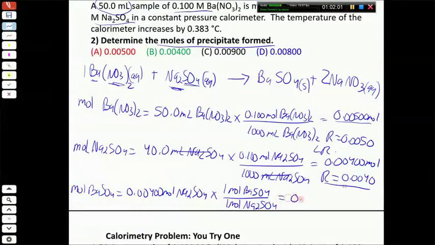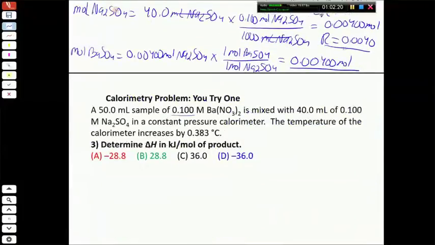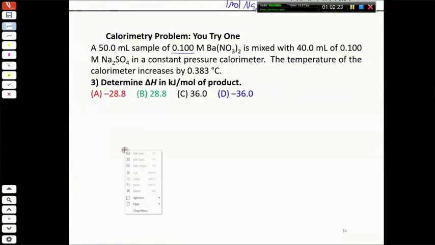And so we also form 0.00400 moles of barium sulfate, which would be choice B. Okay? So again, a review of limiting reactants, in this case solution stoichiometry. This is how many moles of precipitate form. And then finally, the last step is we're going to determine delta H in kilojoules per mole of that product.